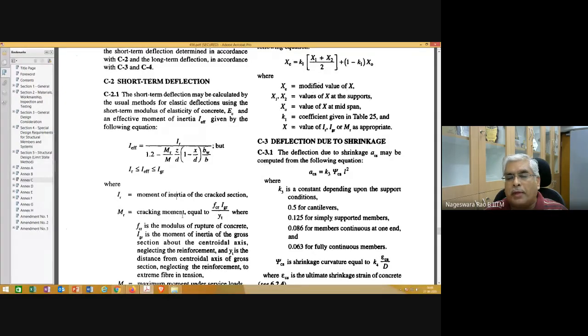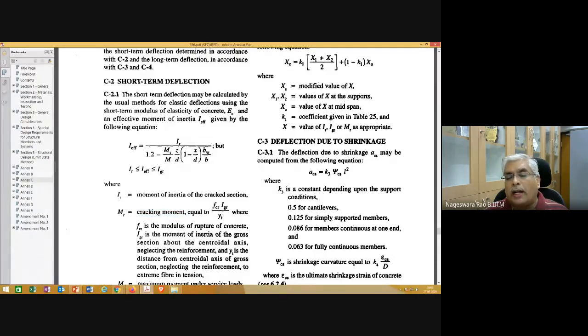MR is nothing but the cracking moment, and here it is calculated as FCR multiplied by IGR divided by YT. Here MR is the cracking moment assuming the entire cross section is effective. That's why the gross moment of inertia is used here. So this MR is based on FCR. FCR is nothing but the modulus of rupture for concrete. Okay. So now you can understand what this MR is. It's nothing but the cracking moment, similar to what we just calculated.